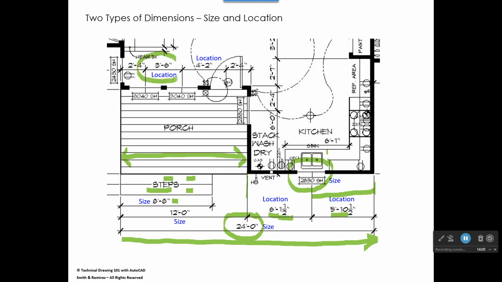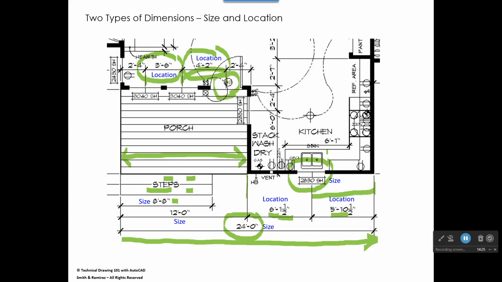Up here, we also have some location dimensions. The distance from the center of this window to the center of this window is 3 feet 6. And from the center of this window to the center of this door is 4 feet 2. So that is a location dimension.